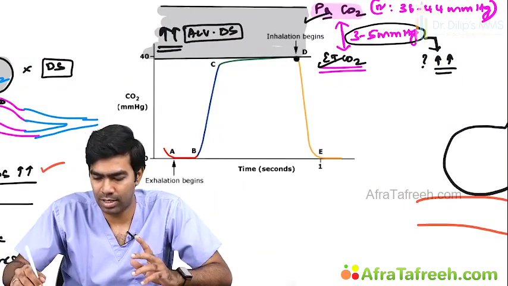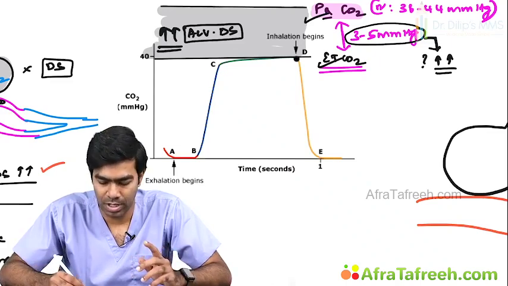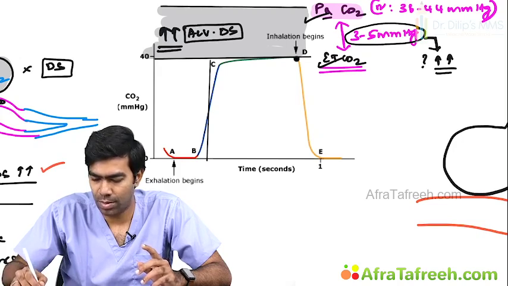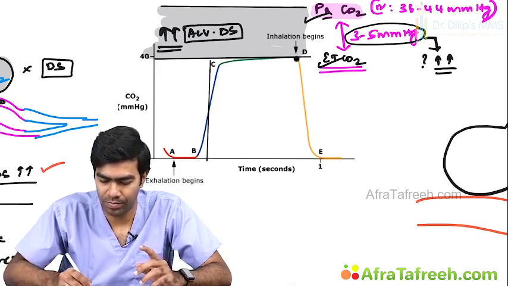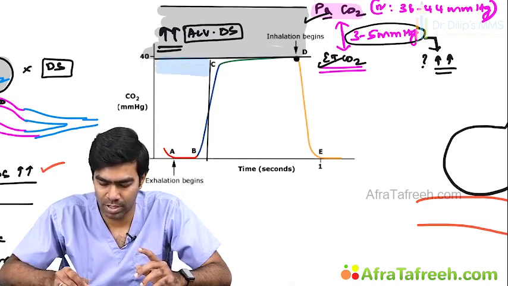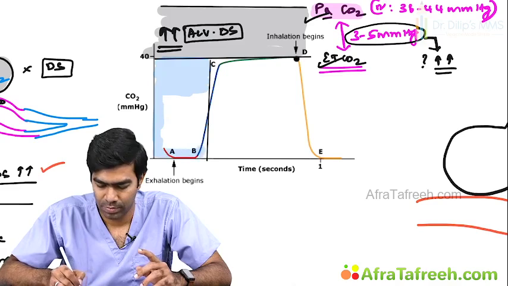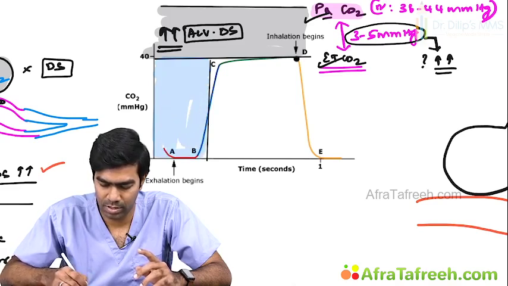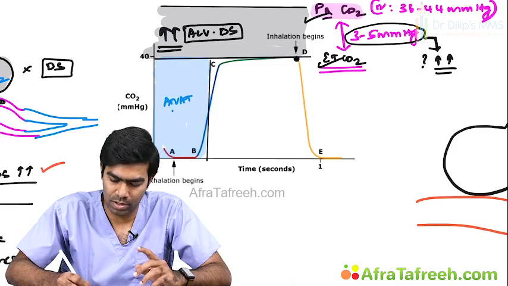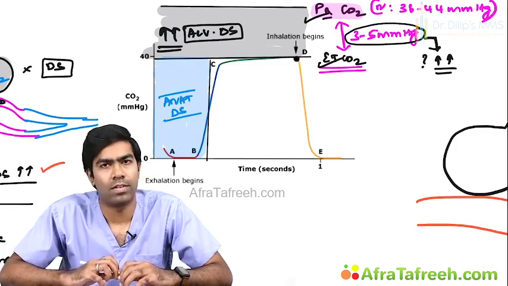But still this graph is not completely complete. So I'm going to draw one more line here. So people can tell what is this line. So I'm going to shade it in a different color. I'm going to shade it in blue here. This area is referred to as anatomical dead space. Clear? So this area will be referred to as anatomical dead space, right? Anatomical dead space. We know that.